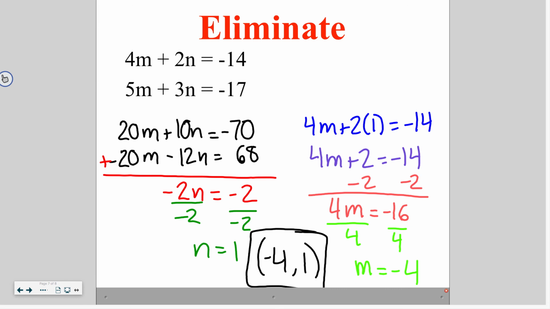So I decided to deal with the m's this time. I multiplied the top one by 5 and the bottom one by negative 4. Once I worked that all out, I got an answer of n is equal to 1, and then m is equal to negative 4. So our final answer is negative 4, 1. If you have questions about elimination with multiplication, please let me know when you get to class.